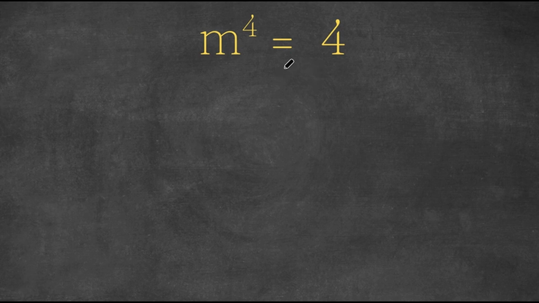In today's video, I'm going to be teaching you guys how to solve this exponential equation. So we have m to the power of 4 equals 4. What I'm first going to do is subtract 4 on both sides. So now we have m to the power of 4 minus 4 equals 0.